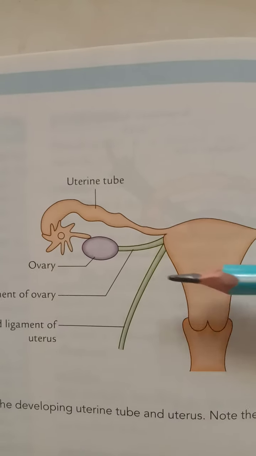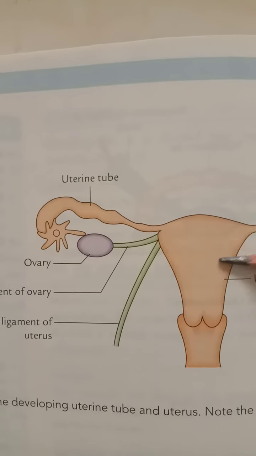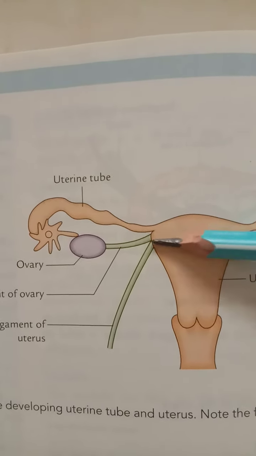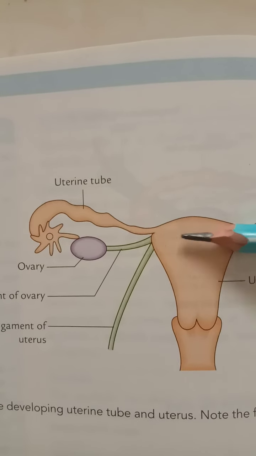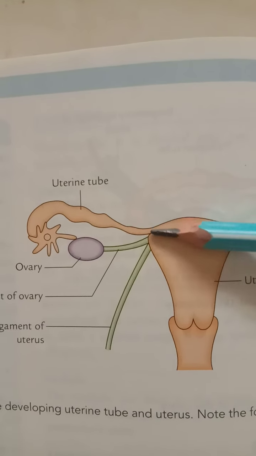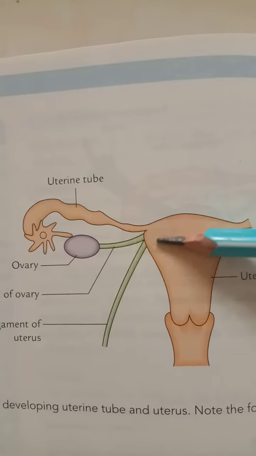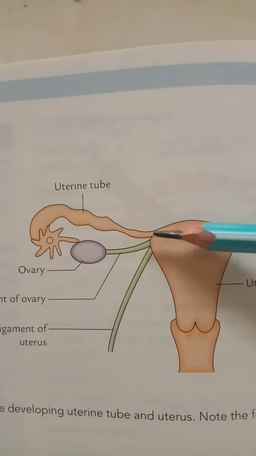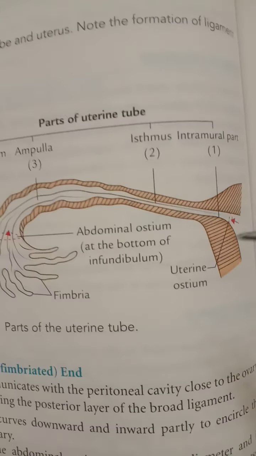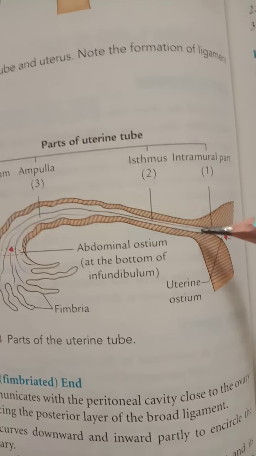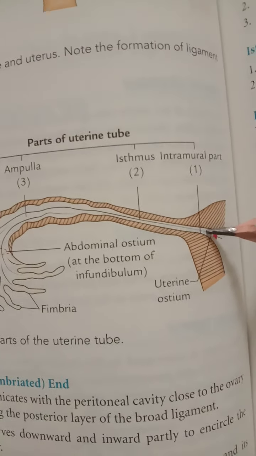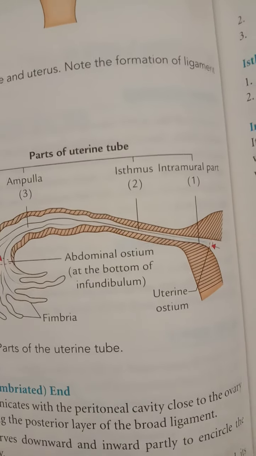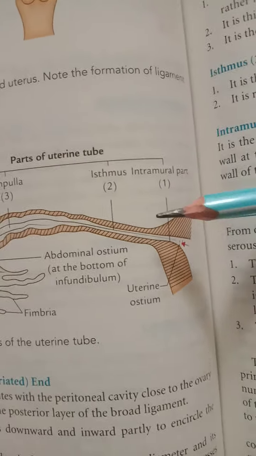The medial end opens into the lateral angle of the uterine cavity. The uterine opening is called the ostium. It is 1 mm in diameter. In another diagram you can see the ostium, which is 1 mm in diameter. Then the lateral end.